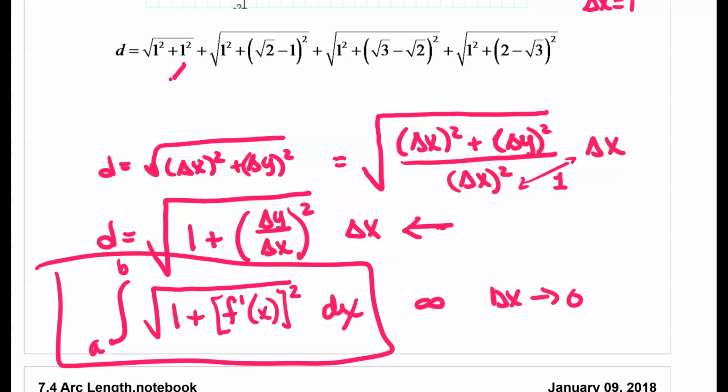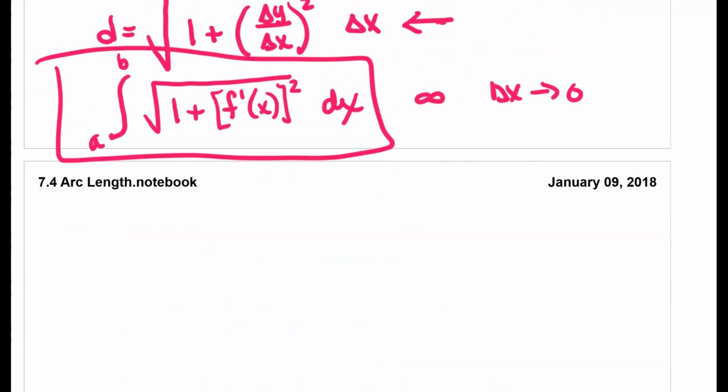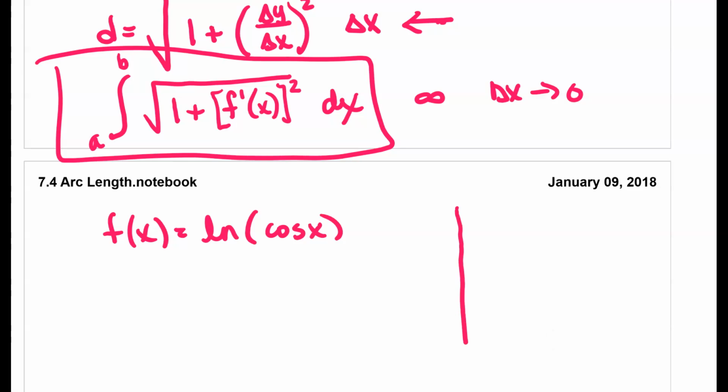You integrate from A to B the square root of 1 plus the derivative squared. I'm going to throw an example in here that I didn't have before. I'm going to use the function, it's a really bizarre function, ln of cosine of x. Okay, and it actually looks like this.